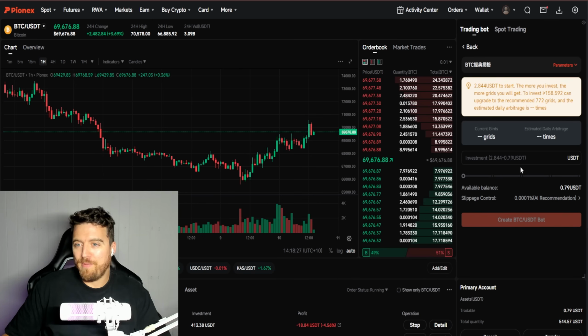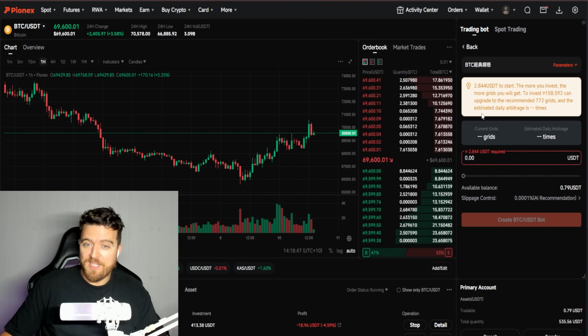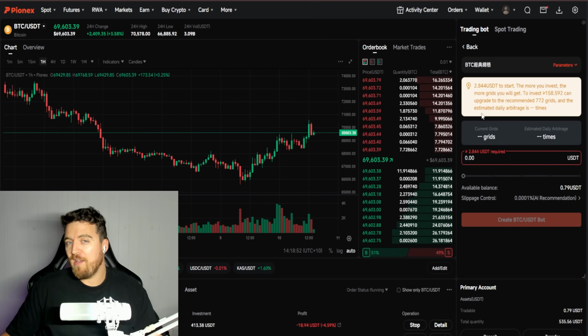You click start copying, you pick how much money in USDT you want to invest. This is trading Bitcoin against USDT, which is pegged to the US dollar. 1 USDT is worth 1 US dollar, or within a few decimal places of a cent of a US dollar. You click create and you're away. It's pretty simple, really easy to start. But let me show you how exactly these have worked for me over time.